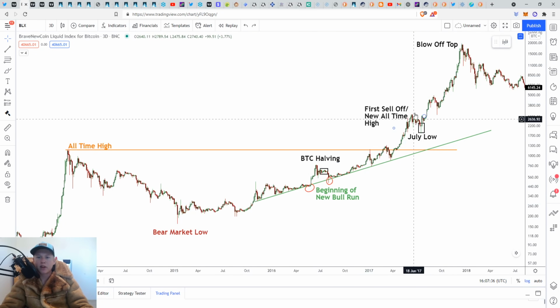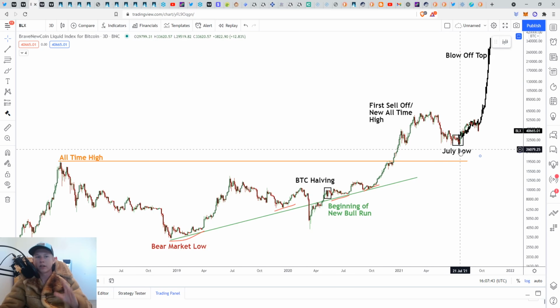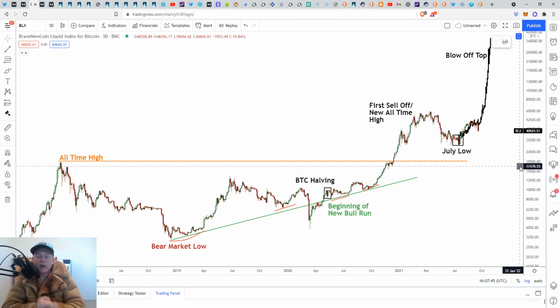We get the same impulse into new all-time highs. We capitulate after that first sell-off in July. The same thing happened in all of these cycles. And so that's the big thing I want you guys to understand here, is no two cycles are going to be 100% the exact same.